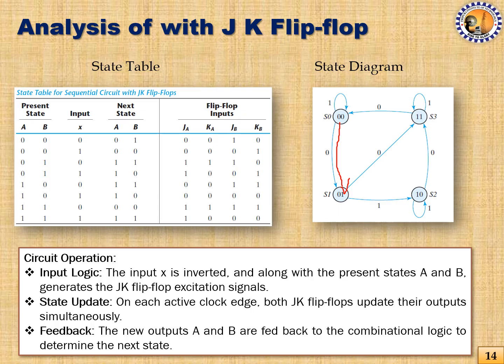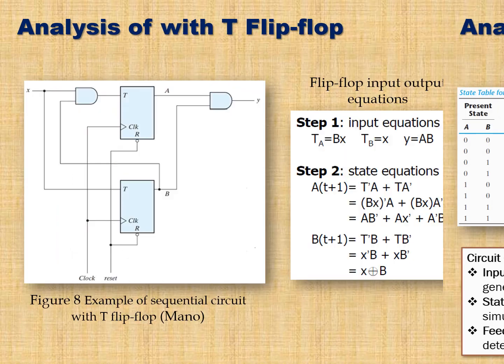Regarding the circuit operation, obviously the input X is inverted, and along with the present state A and B generates the JK flip-flop excitation signals, as we have analyzed in the previous slide. On each active clock, both JK flip-flops update their outputs simultaneously, and the new outputs A and B are fed back to the combinational logic to determine the next step. So these two slides show how to analyze a sequential circuit constructed out of flip-flops.